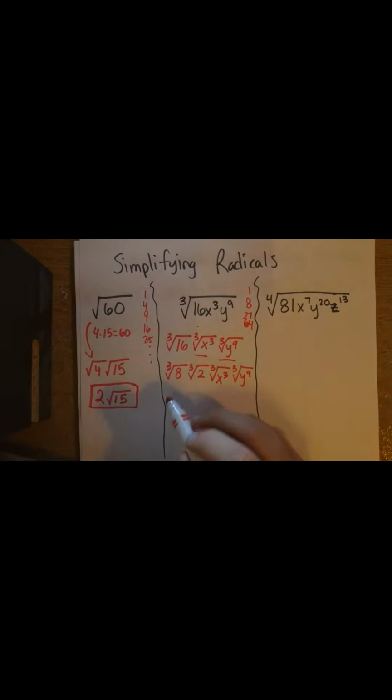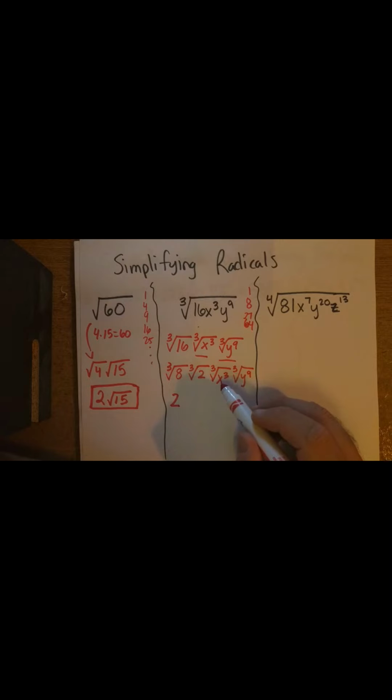The cube root of 8 is 2. Now, look what happens here. We have the cube root of x cubed. That means that these cancel each other out, leaving us with x.